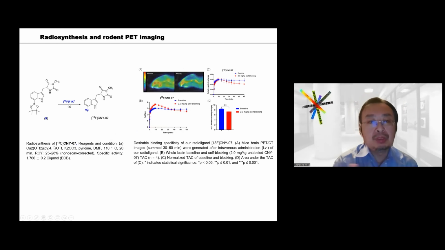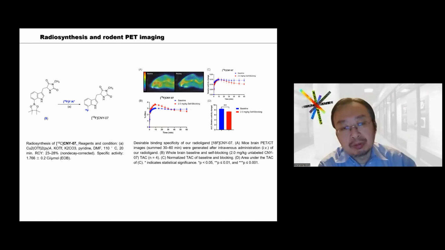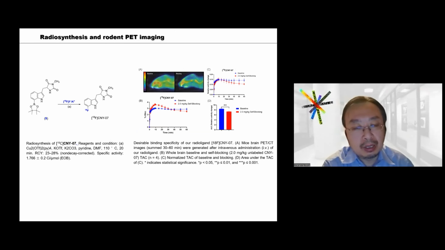Next, we radiolabel this compound. Actually, it's only a one-step reaction. For F18, if you remember, the half-life is about 100 minutes, so the reaction time can be longer compared with C11. The reaction takes 20 minutes and gets good radiochemical yield with good specific activity. And we inject the tracer into the animals.